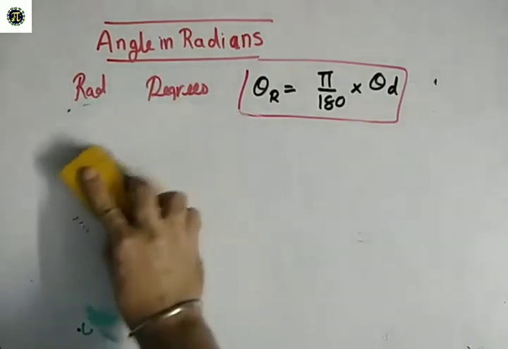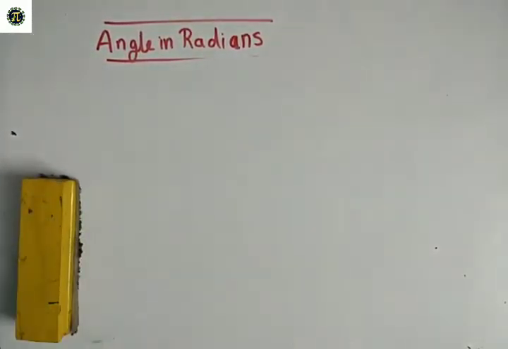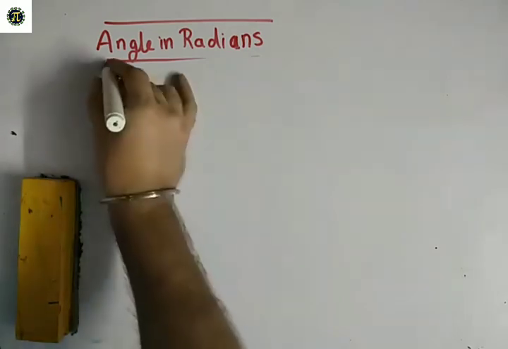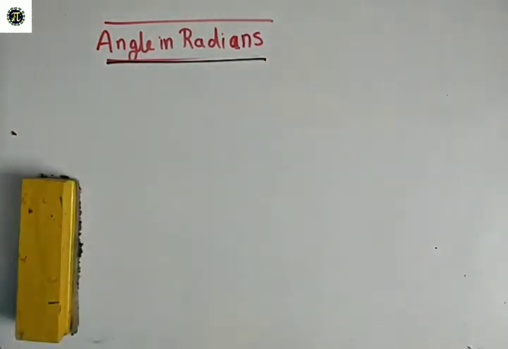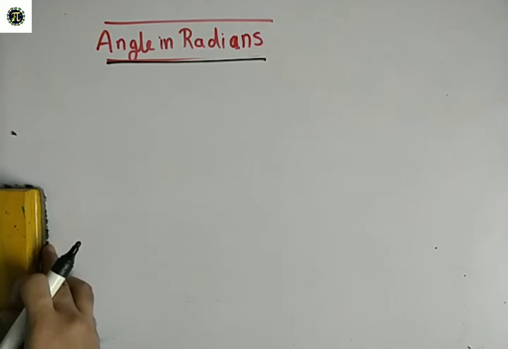Now what was the use of this? What was the use of defining the angle in radians instead of degrees? We will say we knew degrees quite well, so why are we defining in radians? And that is because it makes the formula of the arc length easy.